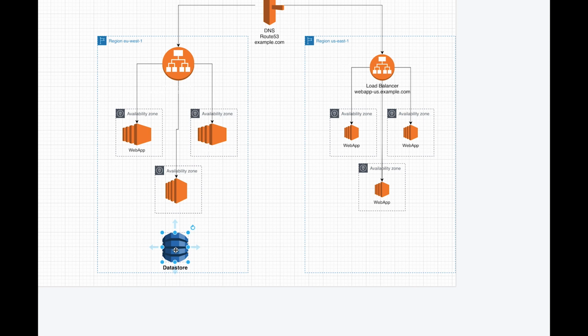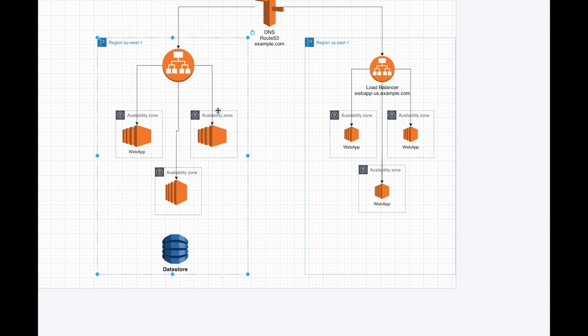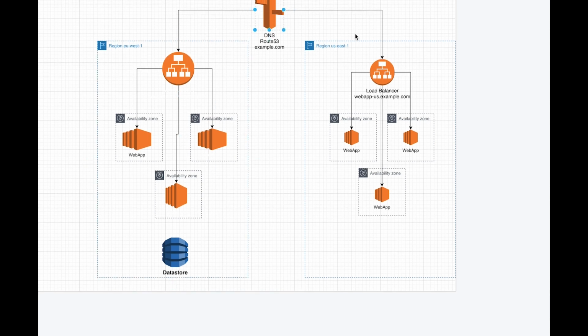And the challenge now becomes, what if this whole region, EU West 1, becomes unavailable? And we need to redirect traffic automatically to US East 1, right? So imagine this left part here is gone. This side will now serve all of our traffic. US East 1 will serve all of our traffic. This data store in EU West 1 would also be unavailable. This could contain critical customer information. It could contain all kinds of business critical data. And maybe we cannot serve our customers at all without this data.